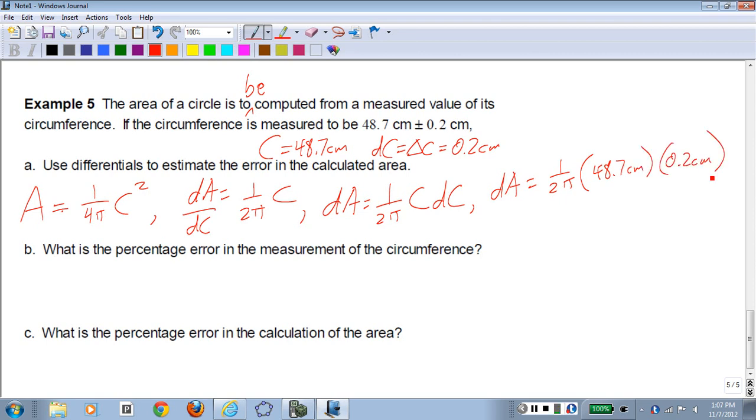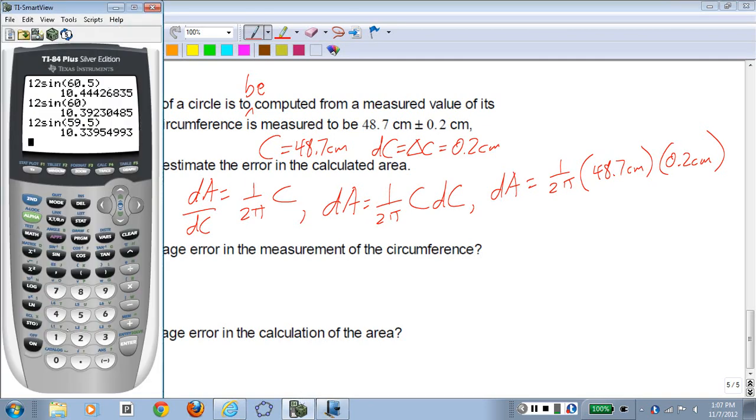Well, it will be square centimeters. Let's see. 1 divided by, careful with this one, if you would like to have the 2 pi as a factor of the denominator, maybe put it in parentheses. 1 over 2 pi times 48.7 times 0.2, 1.55 square centimeters.